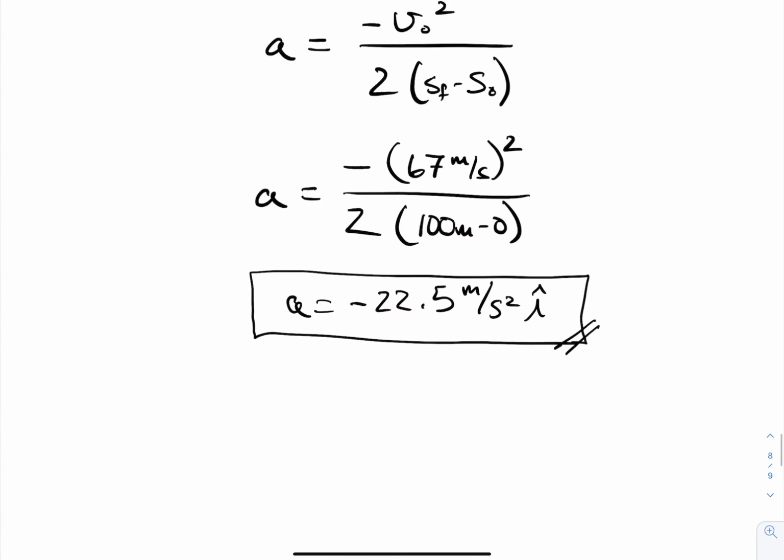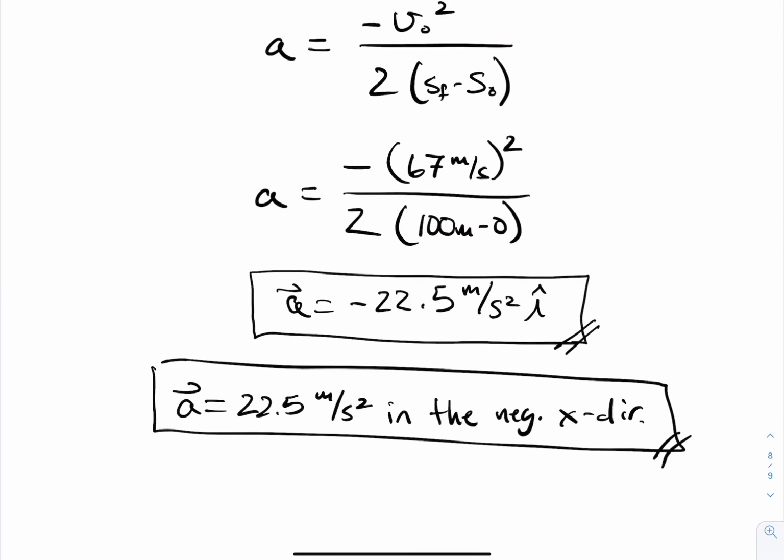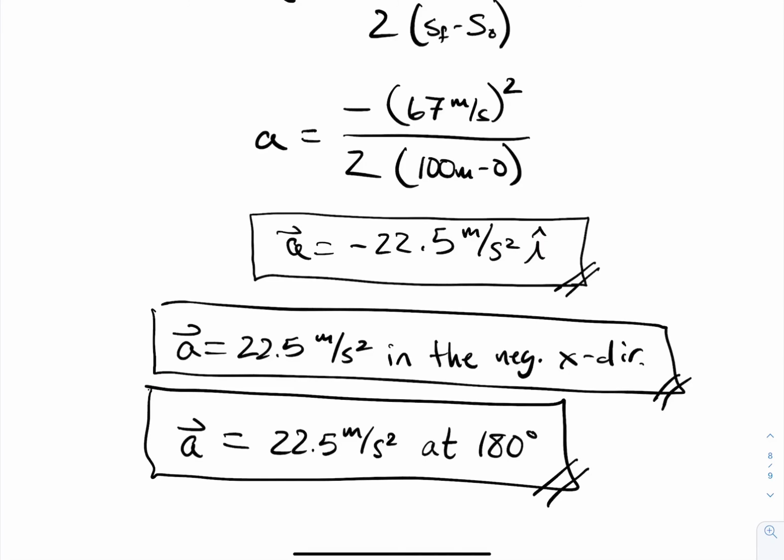Another way to write this, don't forget your vector symbol, we could write A equals 22.5 meters per second squared, and then we could note that it's in the negative x direction. That would be a completely acceptable answer. We give both magnitude and direction. Another way we could write this, A equals 22.5 meters per second squared at 180 degrees. All these are acceptable. Choose whichever you like best. If you have to give a vector equation, make sure you give the magnitude and direction.